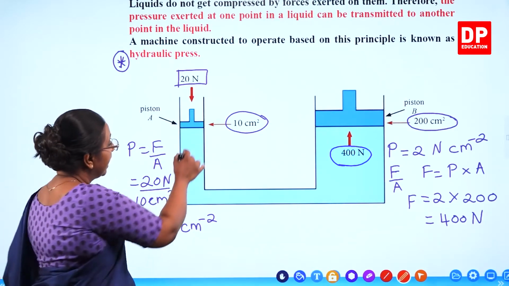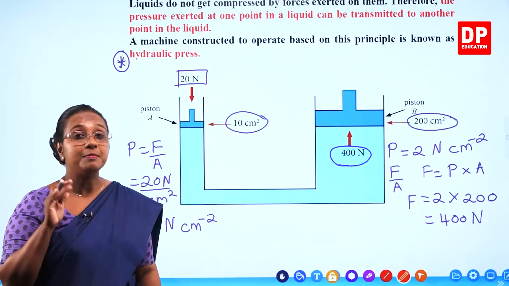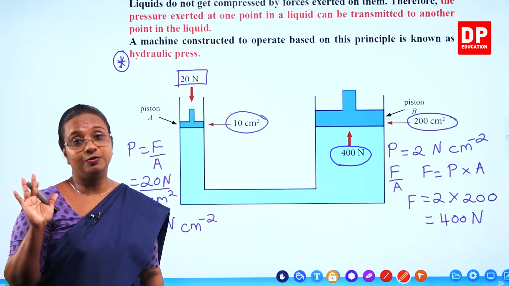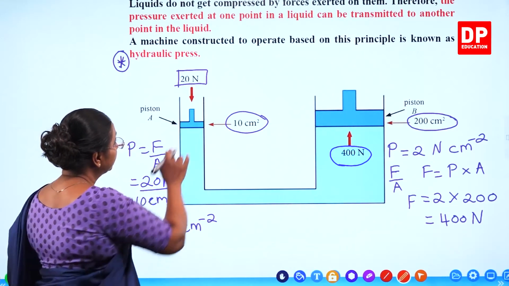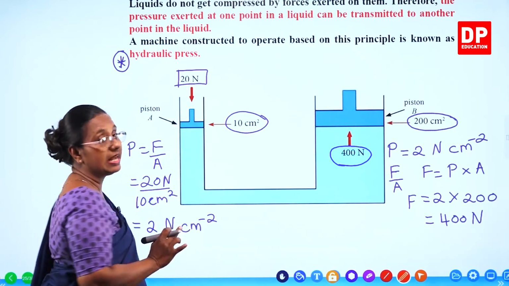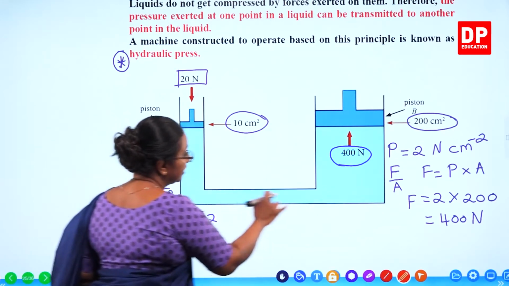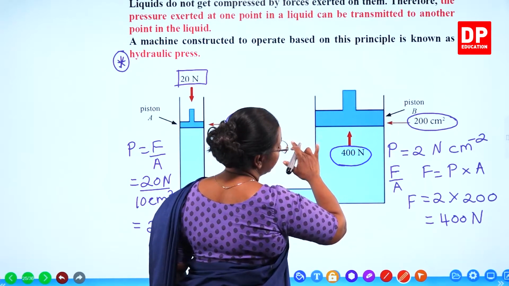Because you all know as the depth increases, the pressure also changes. But that can be ignored. Is it clear to you? So what do we do? We apply a small force over a small area that is transmitted through the liquid to a piston where there is larger area.